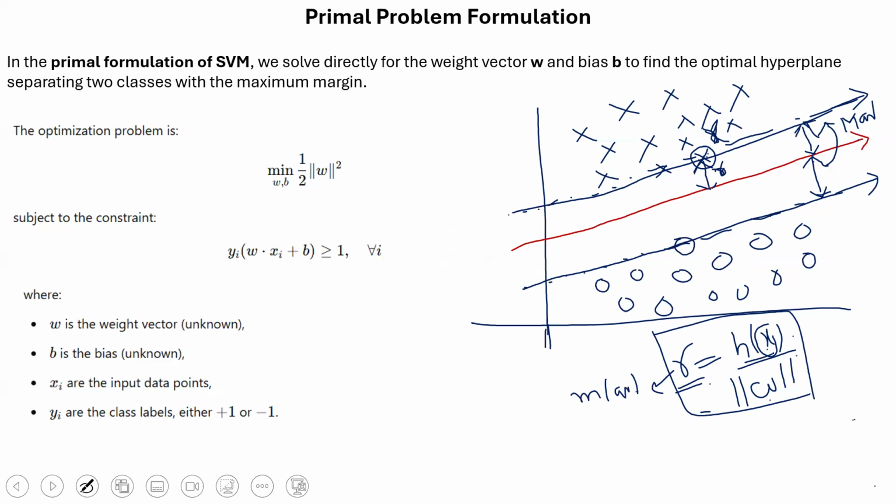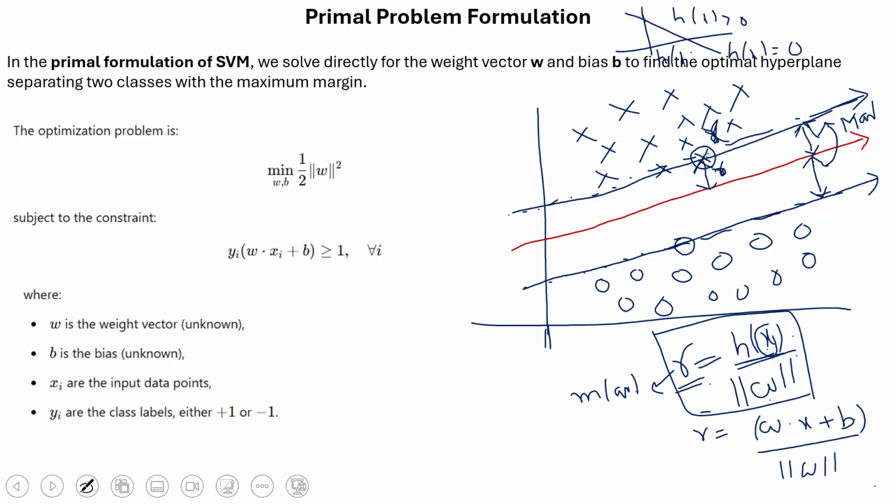Now H of X can be written like this, right? So R can be written as H of X. H of X can be written as W transpose X plus B, or the dot product of W and X plus B, divided by modulus of W. And I already spoke about this. For every hyperplane, H of X is equal to 0 on the hyperplane, above that hyperplane H of X is greater than 0, and below that hyperplane H of X is less than 0. For one of the classes yi is equal to +1, and for the other class we represent that with label -1.